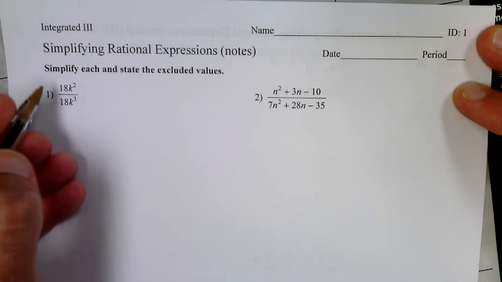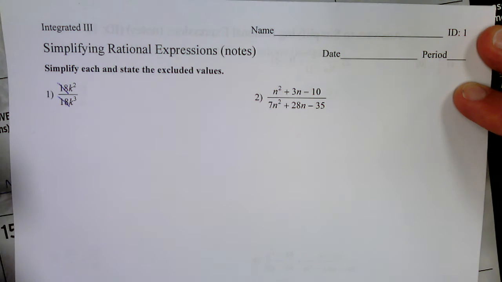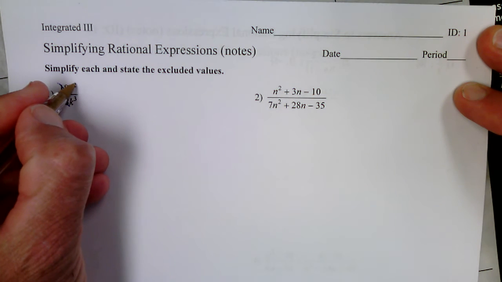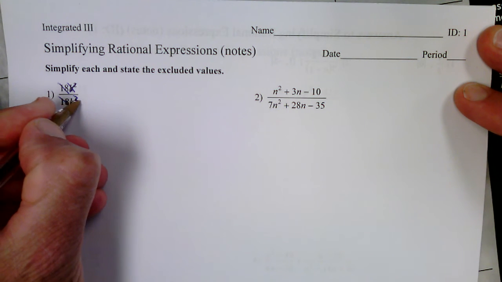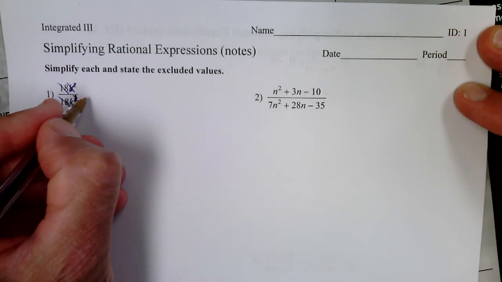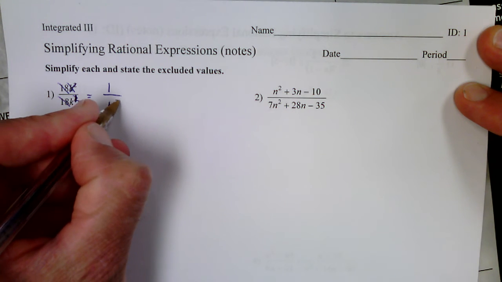So to do these, we're going to simplify away whatever's the same on top and the bottom. Like, for instance, here we can get rid of those 18s. I can get rid of 2k's there. We did this earlier in the year. That leaves me with 1. So don't forget, we have 1 over k squared.